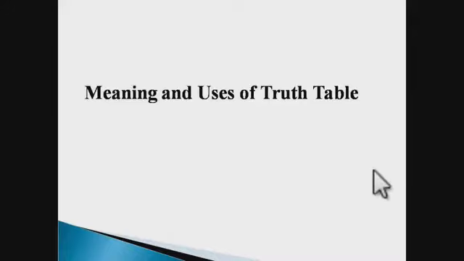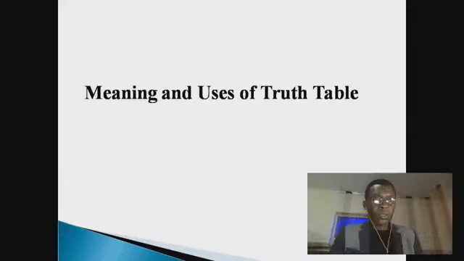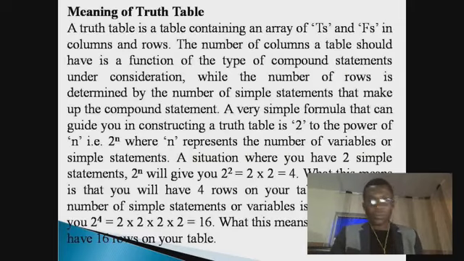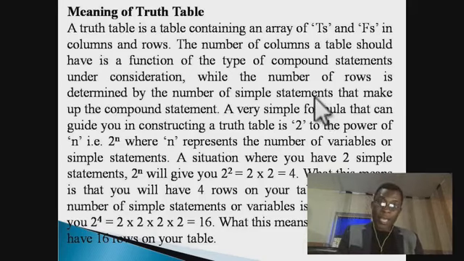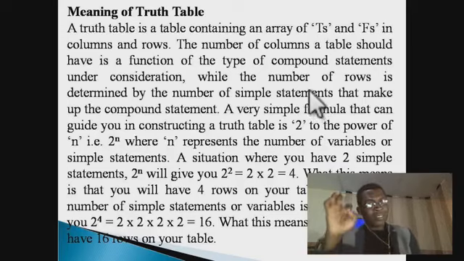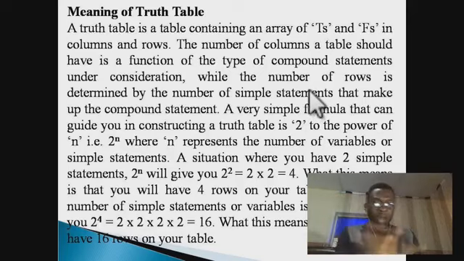We are looking at the meaning and uses of truth table. Now we see that a truth table is an array of T's and F's, which means you have a distribution of T's and F's in equal proportion to the variables involved in the statements or arguments that are present on that table.